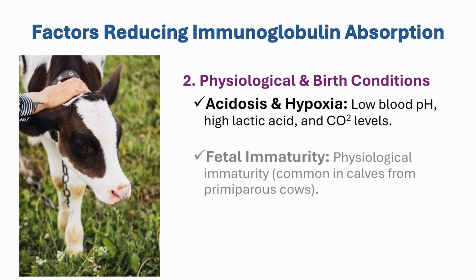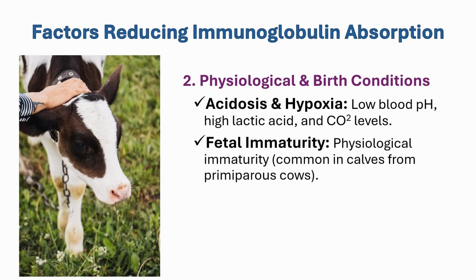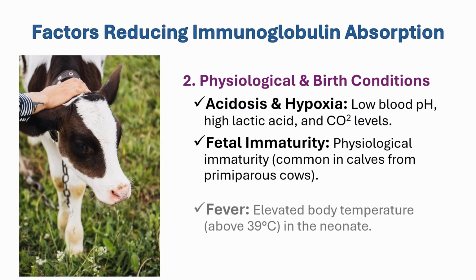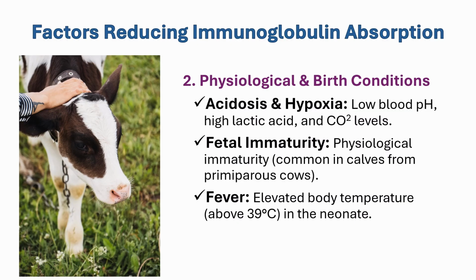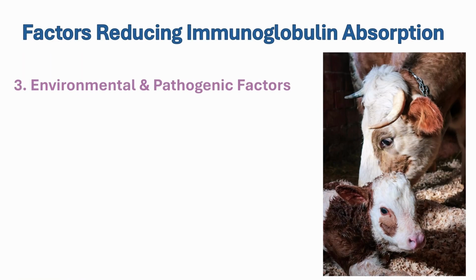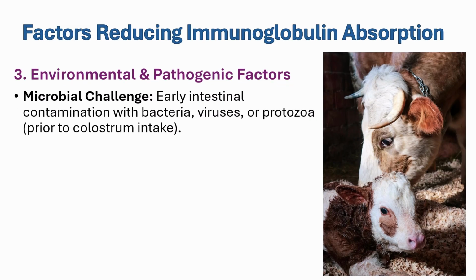Second, fetal immaturity. We often see physiological immaturity in calves from primiparous cows, heifers. Their digestive and circulatory systems are simply not yet optimized for efficient absorption. Finally, fever. Any elevation in body temperature above 39 degrees Celsius acts as a metabolic stressor that disrupts normal neonatal physiology.